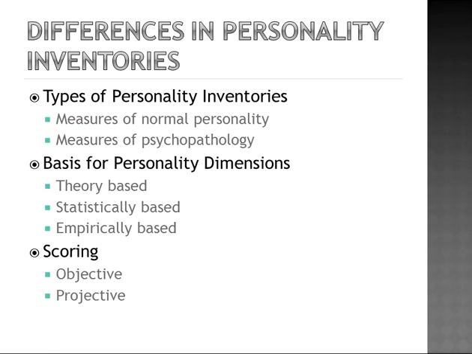So the first one, normal personality, is just determining the different types of qualities and traits and other factors dealing with one's personality for a normal population. Whereas the one dealing with psychopathology, these are people who may have some issues. What is the basis for personality dimensions? Is it theory-based, statistically based, or empirically based? Is the scoring objective or projective?